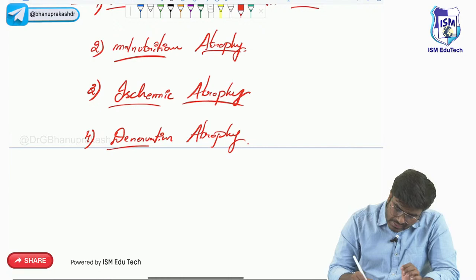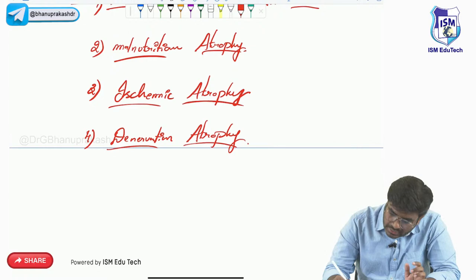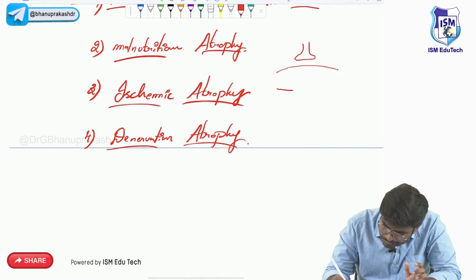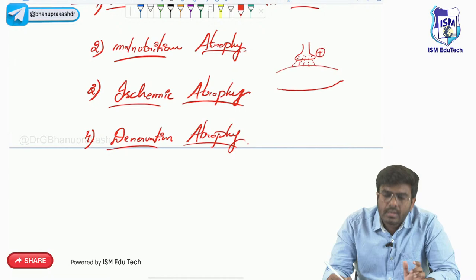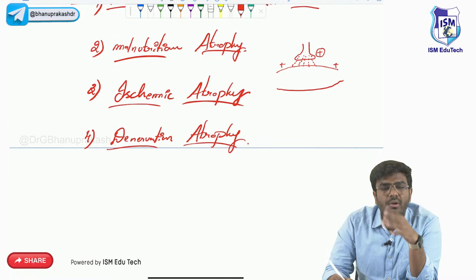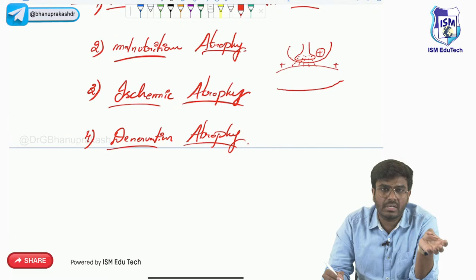And what exactly is denervation atrophy? Remember, especially this happens with the muscles. All the time, see, this is the lower motor neuron, which is all the time giving the trophic action, the trophic nutrition, to the muscles. These lower motor neurons are the ones which cause the muscle contraction. Now, if because of some reason you take out this nerve, if you separate the nerve from the muscle, that is denervation.